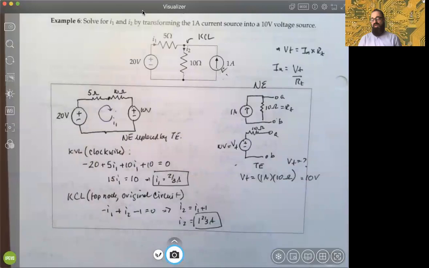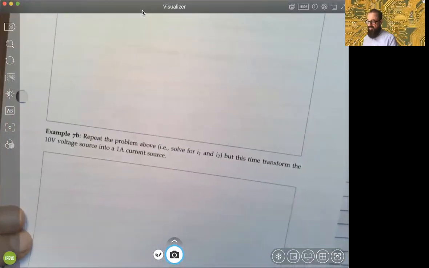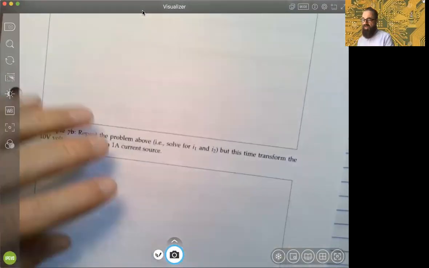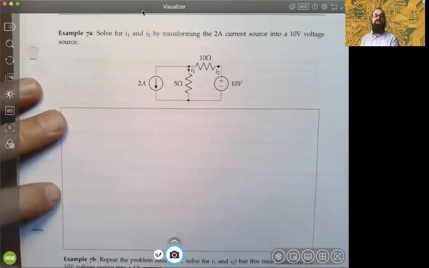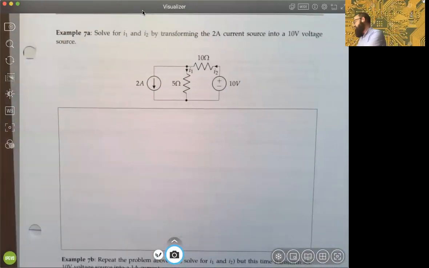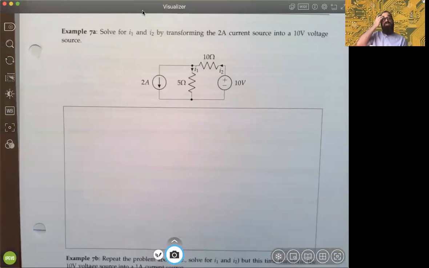Okay. All right, let's do this one more time in 2 parts. We're going to do this in 2 parts for a different problem at the top of page 75. We want to solve for 2 currents again, and we're going to do it in 2 ways. In the first way, you can see the configuration we have. We have 2 different sources of 2 different types. The first approach is to convert the 2 amp current source into a 10 volt source, all right?